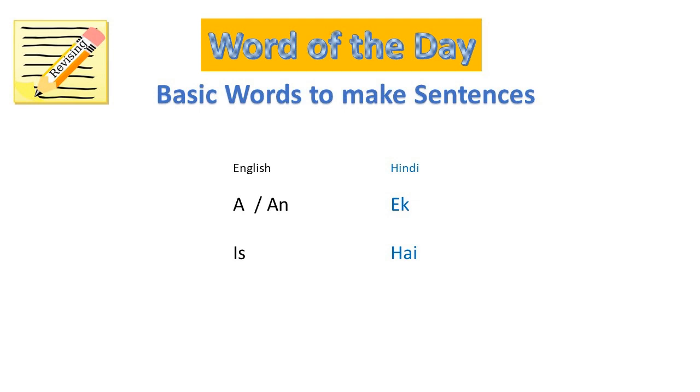Let us make some sentences using the word bhasha. But before that, let us revise some basic words which we have already learned. The first word is a or an. In Hindi, it is ek. Ek. The second word is. In Hindi, it is hai. Hai.